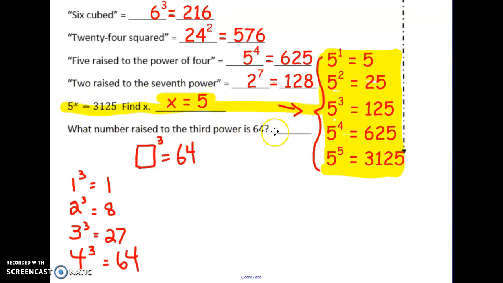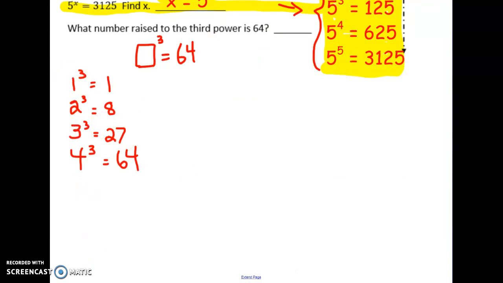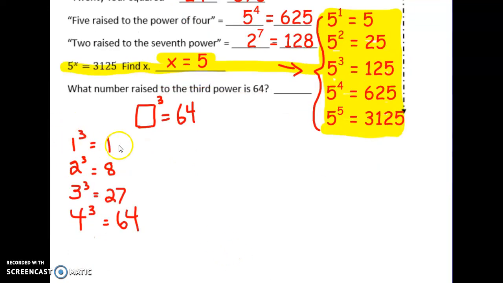And then this kind of asks a slightly different question. What number, so I put a box where my base would sit, raised to the 3rd power would give you the answer of 64. So I just kind of did some guessing and checking again. I said, okay, what if it was a 1? 1 to the third power is still 1. 2 to the third power is only 8. 3 to the third power is 27. And finally, I found it: 4 to the third power is 64. So I guess I should probably officially write down my answer. The number that I raised to the third power to get 64 is 4. 4 would fit right here in the problem.